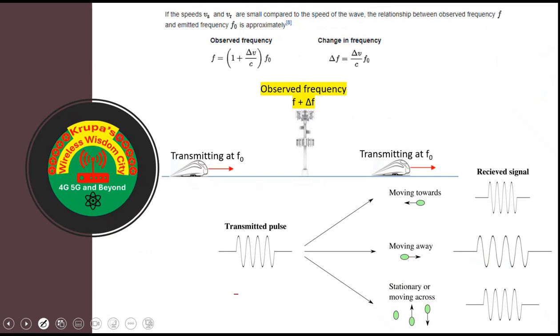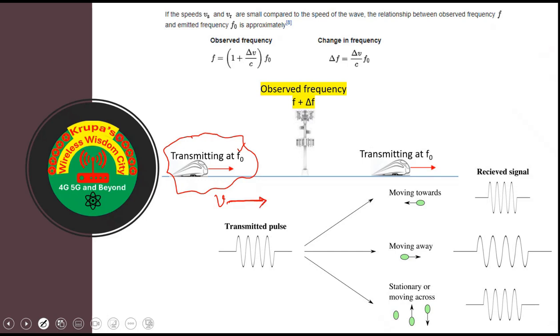So what is the Doppler shift? As we understood in our school topics, let's say a user traveling on a high-speed train is transmitting a signal at frequency f0. Whenever it is moving at a high-speed velocity, and this is the velocity, remember this is the direction. I will talk about it in more detail.